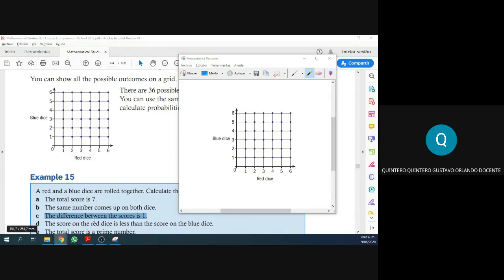All right. So the difference between the scores is 1. So we want the red dice minus the blue dice to be 1, or blue minus red to be 1. Both work. So for example, I can say 1 on the red and 2 on the blue, right? That possibility here, this little dot. If I subtract 2 minus 1, the result will be 1, right? What else can I do about 2 and 1 now?